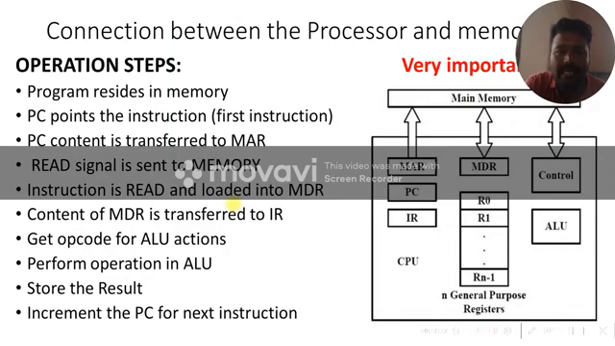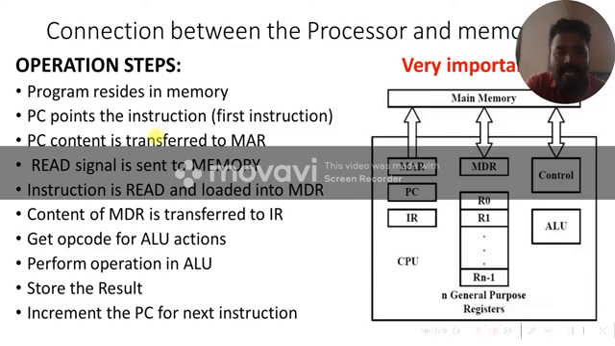Here is the set of operational steps that we are specifying. First, the program resides in memory. The program counter points to the first instruction. Next, the program counter content is transferred to MAR, that is the memory address register. Next, the read signal or write signal is sent to the memory unit.